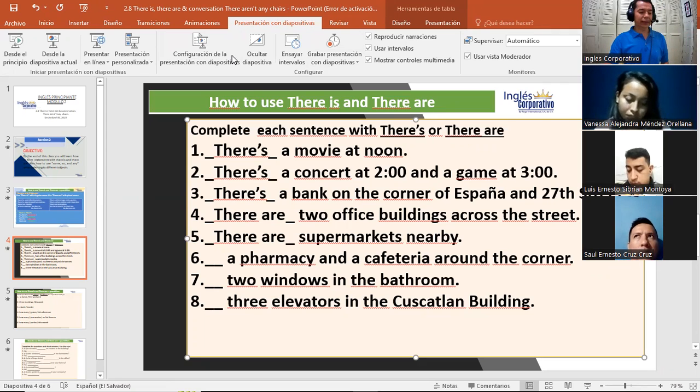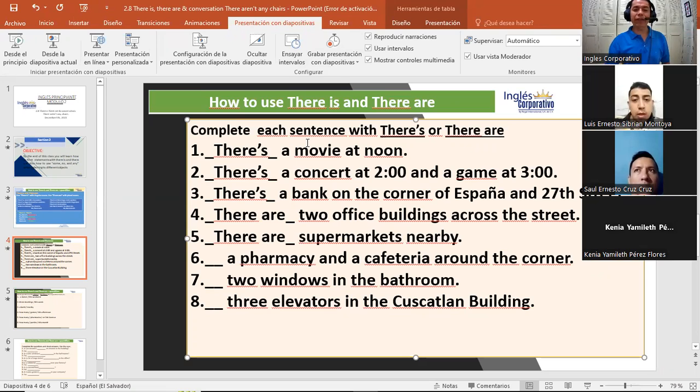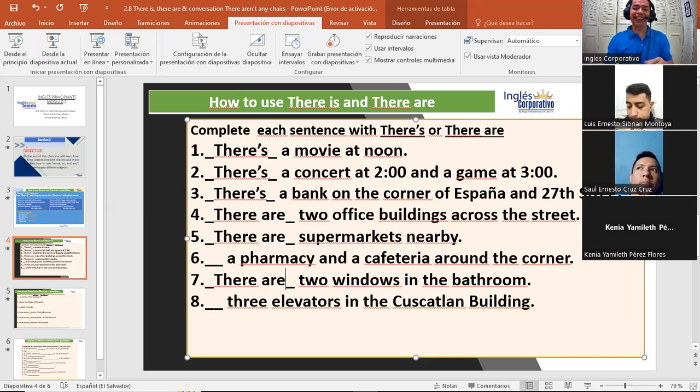Hello, Kenia. Hello. Ok. There is number 7. Number 7. There are. Quiero decir. This is correct. There are 2 windows in the bathroom. Okay. Sorry for the interruption, right?